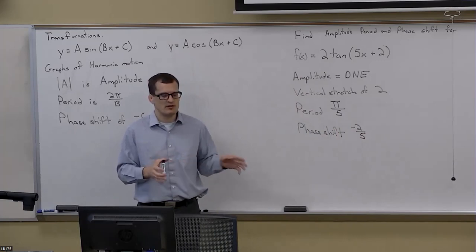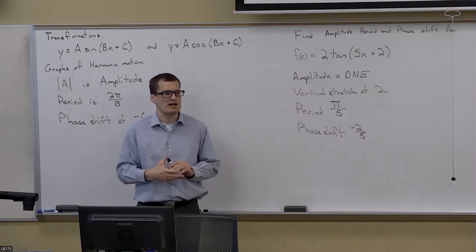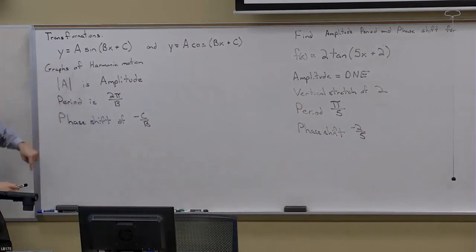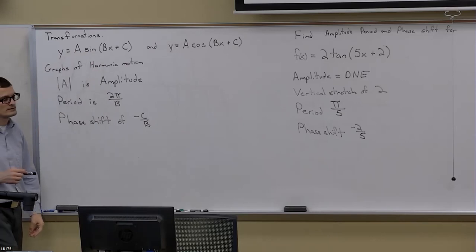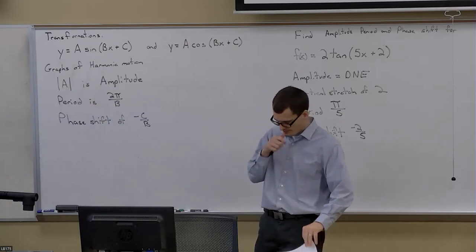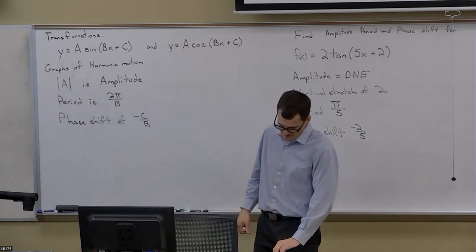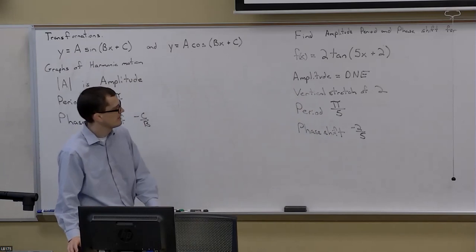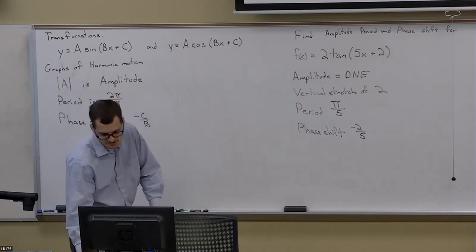Does that make sense why the period's pi over 5 now instead of 2 pi over 5? 2 pi was the period of the base function of sine and cosine. It's also the period of secant and cosecant. And so those all have periods of 2 pi over b when I put a b in front of x. Is that right? Nothing too crazy.